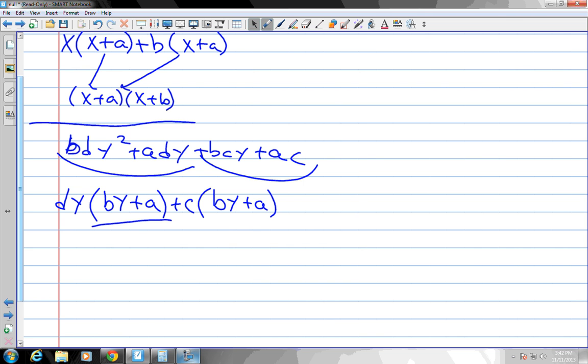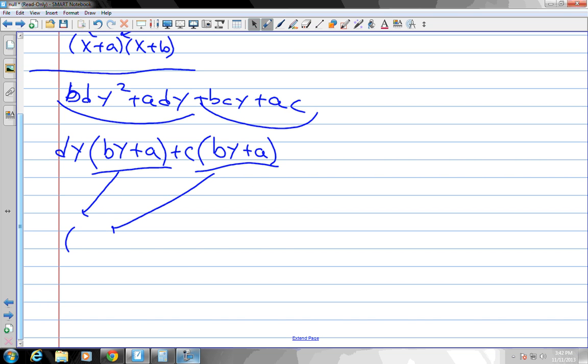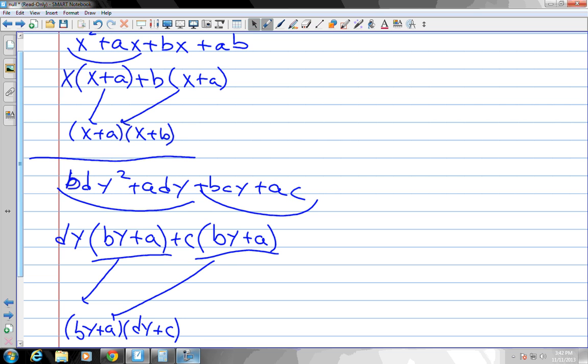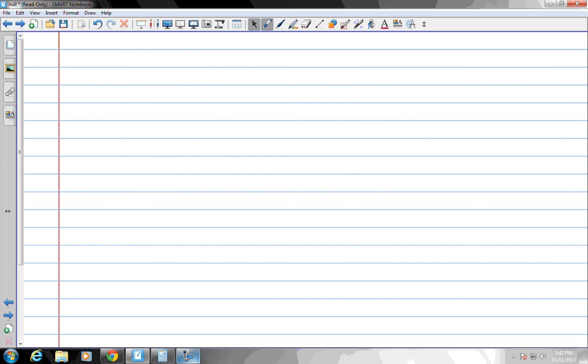So by plus a is our common factor. Yep. So by plus a times dy plus c. Good? You like that? Okay. So that's basically factoring by grouping. So that's the second type of factoring. The third type, I'll introduce it today and we'll drive it home on Wednesday.